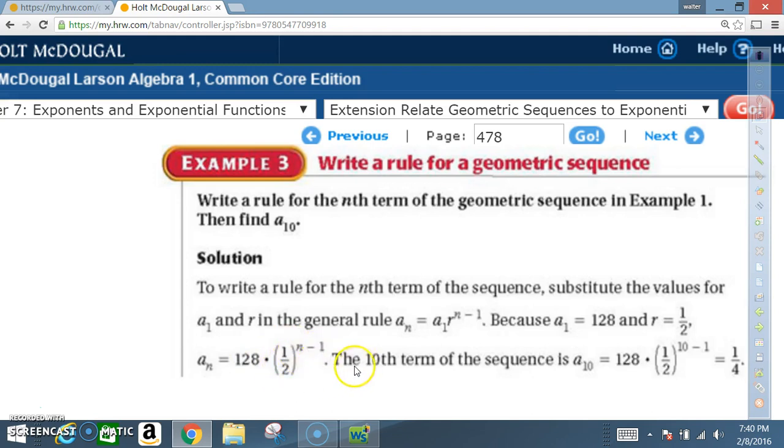The 10th term of the sequence is a sub 10. Notice how the n was replaced with 10 because that's the term you're trying to find in the sequence. The 10th term is equal to 128, that's the first value, times the ratio, that's r, that's 1/2. n, we said was 10, because we're trying to find the 10th term, minus 1. So now we have 128 times 1/2 to the 10 minus 1.